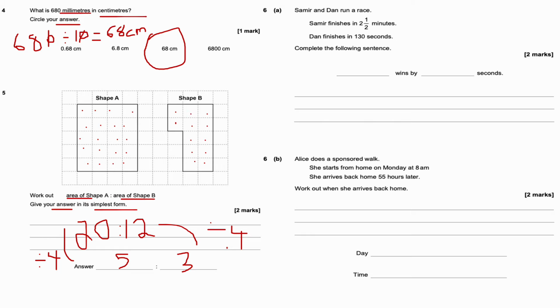Question number 6. Samir and Dan run a race. Samir finishes in 2.5 minutes. Dan finishes in 130 seconds. Complete the following sentence: someone wins by so many seconds. So 2.5 minutes, let's change that into seconds. 1 minute is 60 seconds, so 2 minutes is 120. Half a minute is 30 seconds. So it's 180 plus 30.